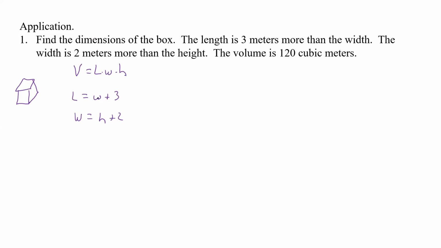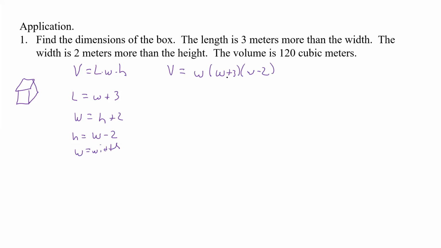Does this help us any? Well, I think what I want to do is solve this one for h. So h is equal to w minus 2. And then I can say w is equal to the width, and then I have everything in terms of width. I think that's going to be the way to go here. So V is going to be equal to w, our width, times w plus 3, times w minus 2. Width, and then length, and then our height.